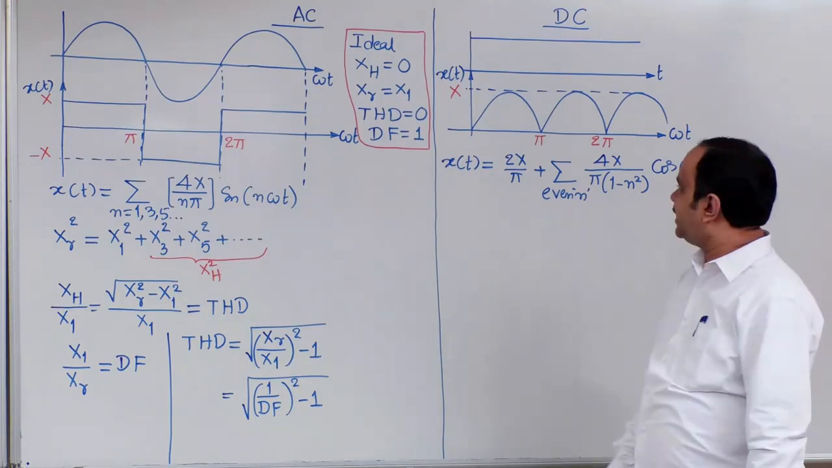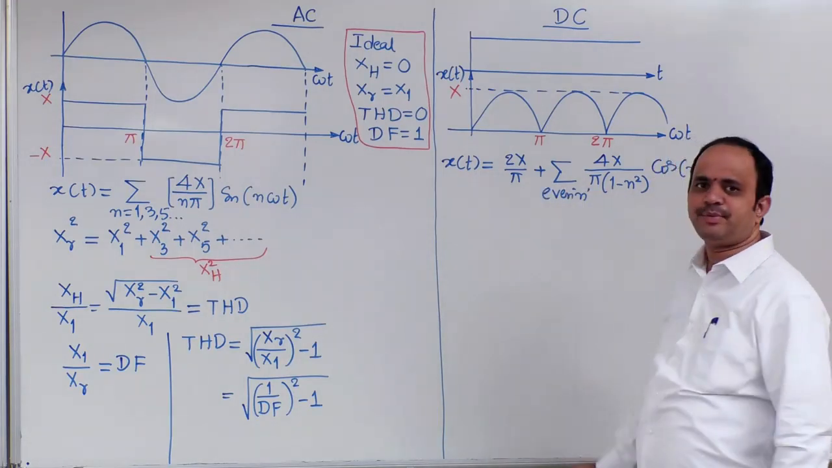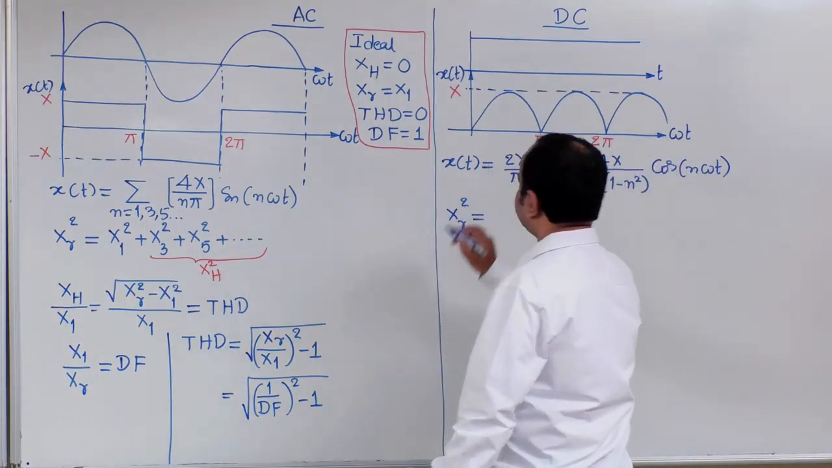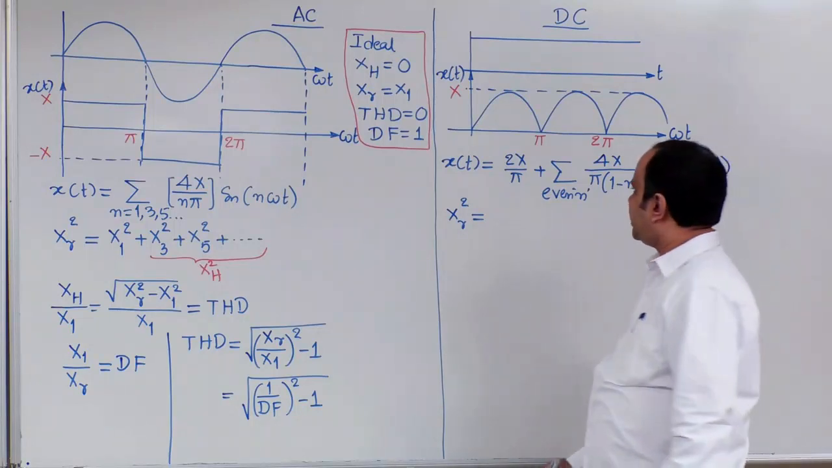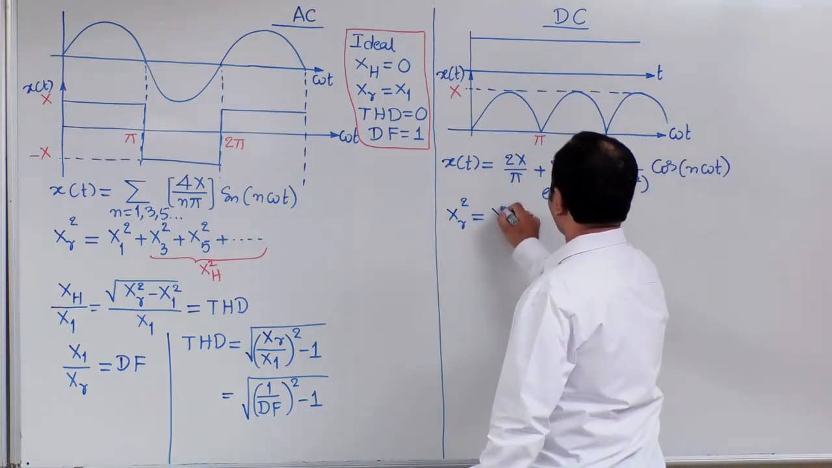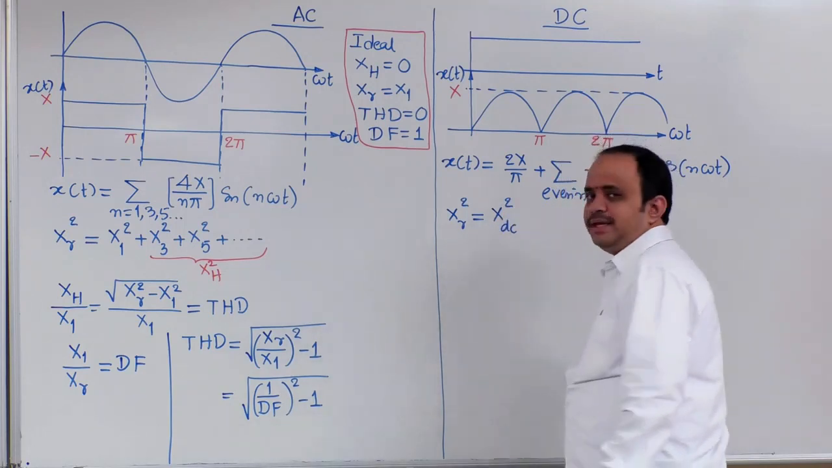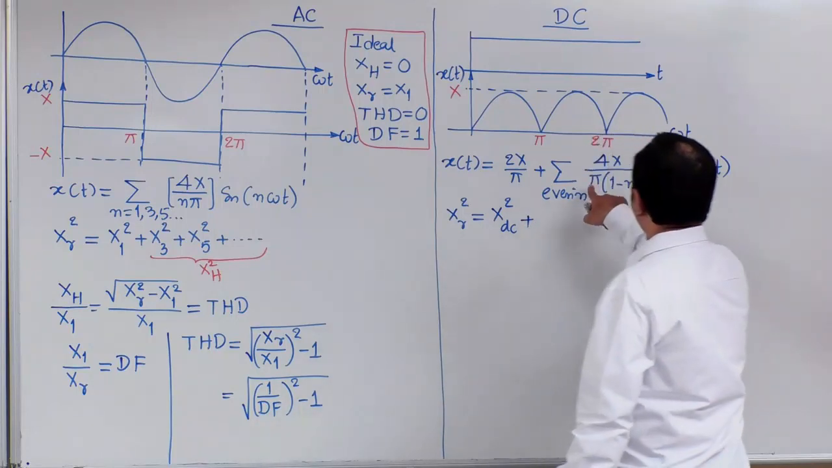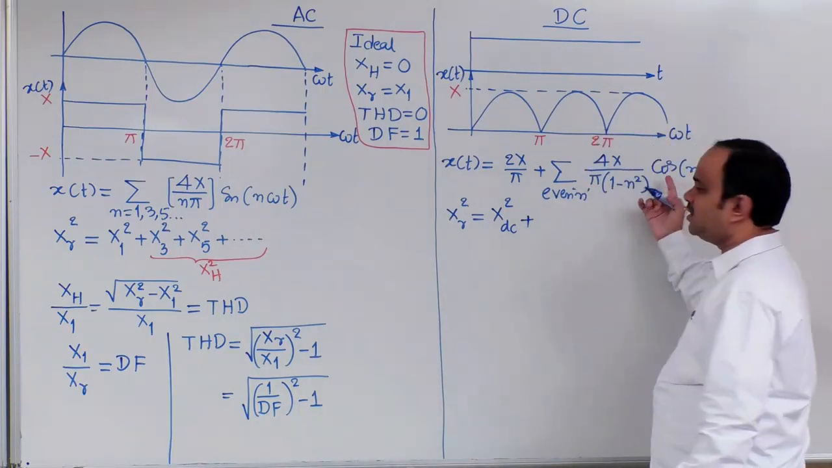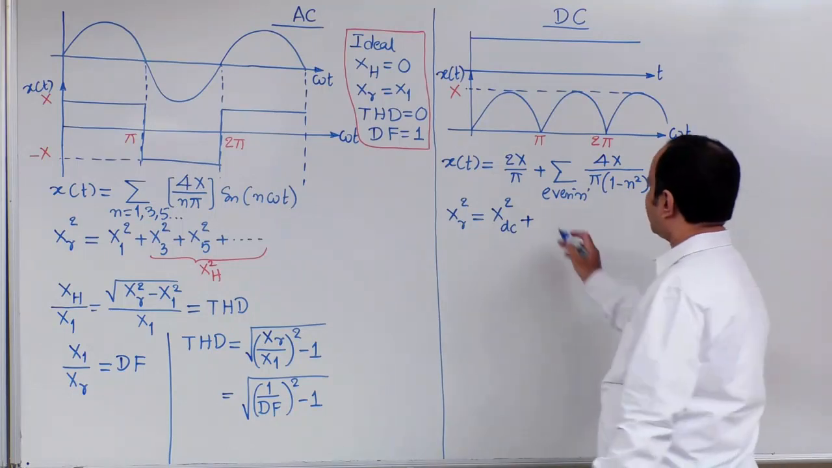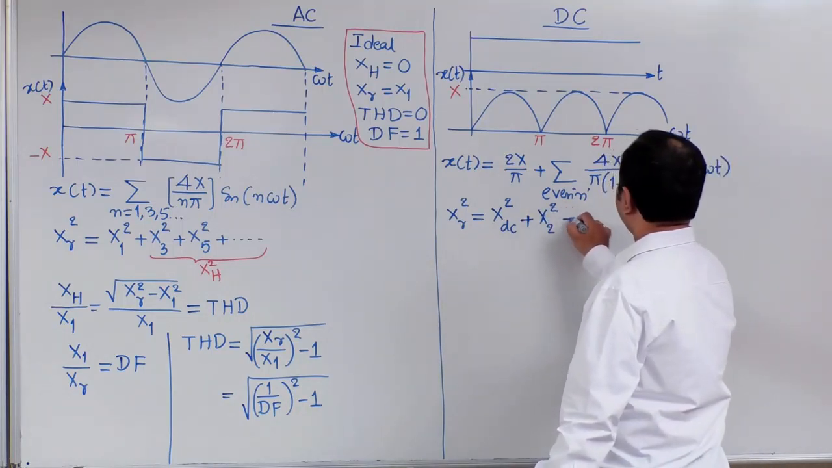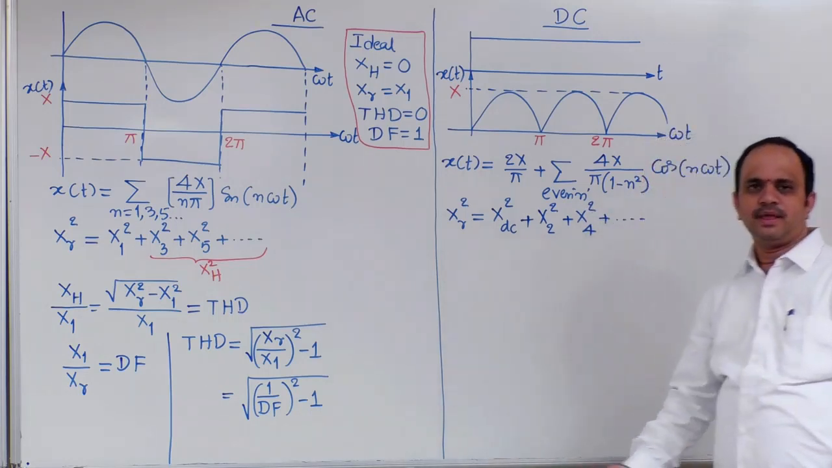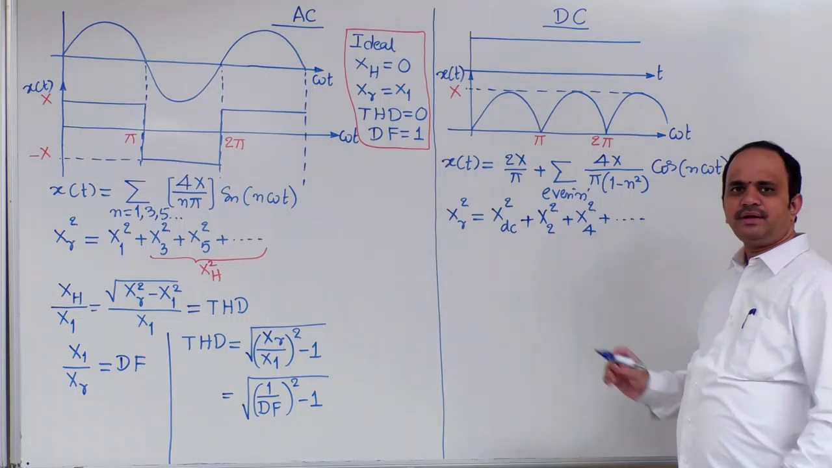Now I would like to write RMS value for this particular series. Then how to write xr square? Okay, xr square is equal to, now 2x by pi term I can write it as xdc square plus, here only even harmonics, whether it is sine or cos, RMS value expression will be same, x2 square plus x4 square and so on.